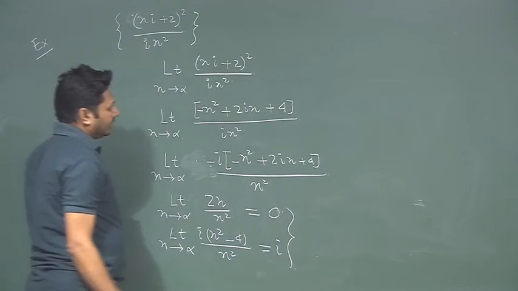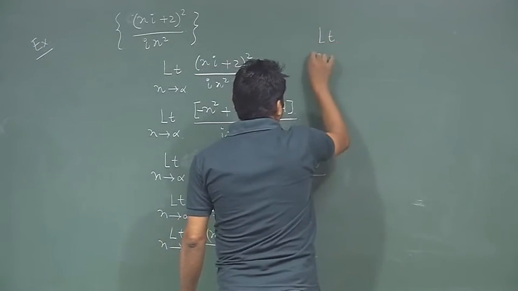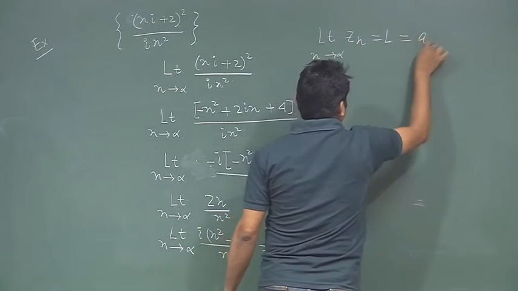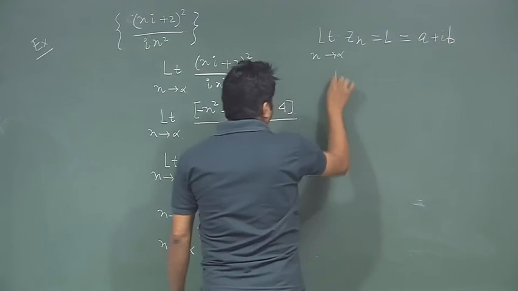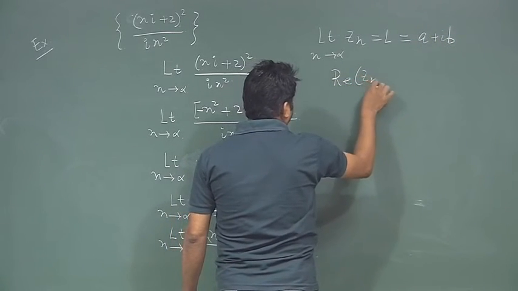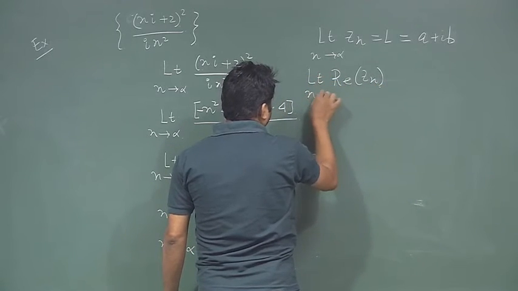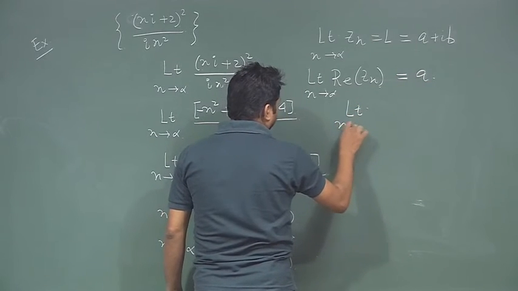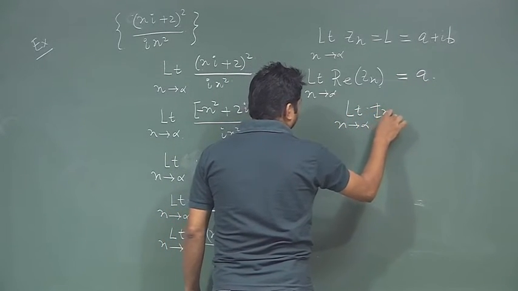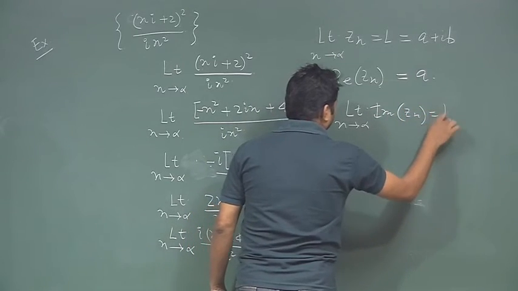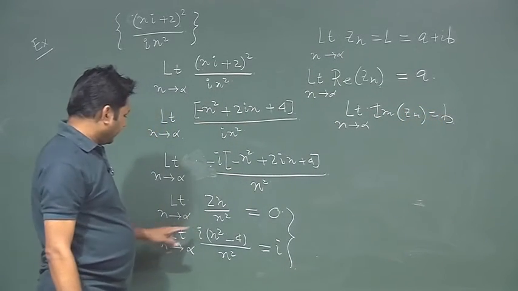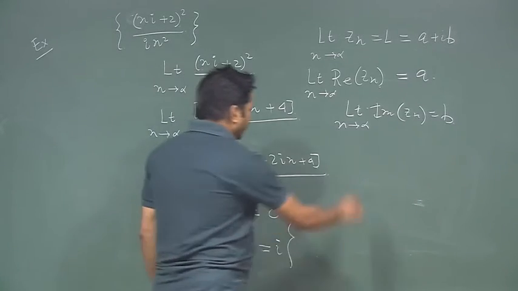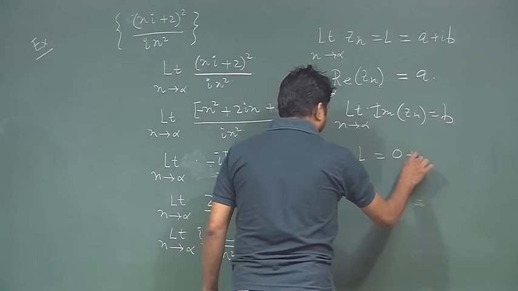So, as I mentioned, when the limit as n tends to infinity of z n goes to L, which is a plus I b, then the limit of the real part of z n should be a, and the limit of the imaginary part of z n should go to b. In this case, you can find that the real part goes to 0 and the imaginary part goes to I. That means my L is equal to 0 plus I.